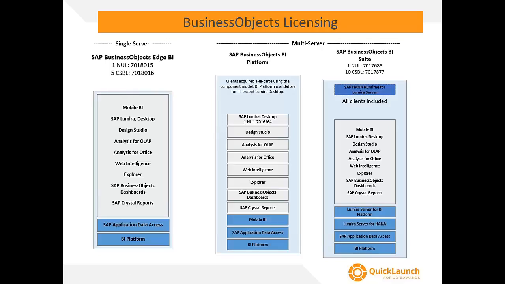But if you need the scalability of a multi-server deployment, so fault tolerance, or you want to dedicate specific physical servers or virtual machines to run specific processes for Web Intelligence job servers, or just have the ability for closer to 100% uptime, those are some options there.